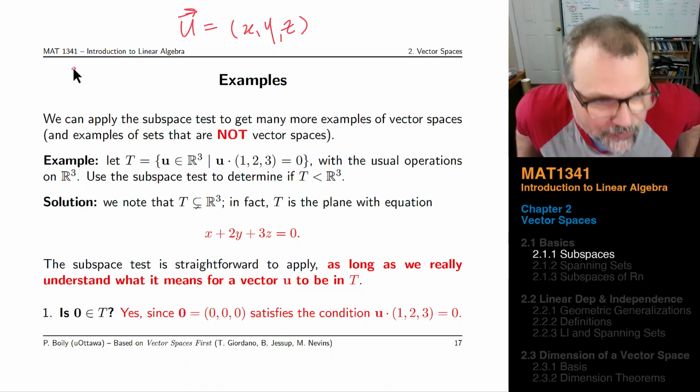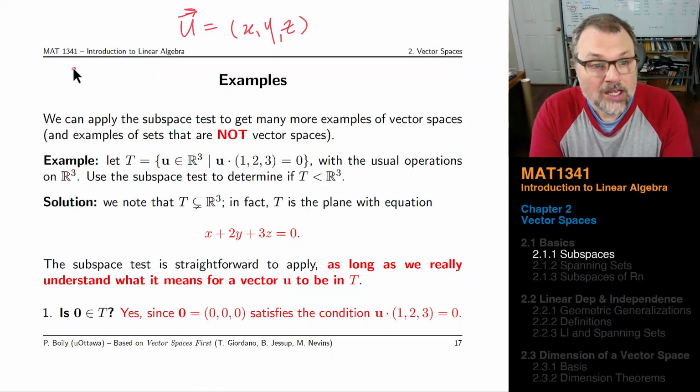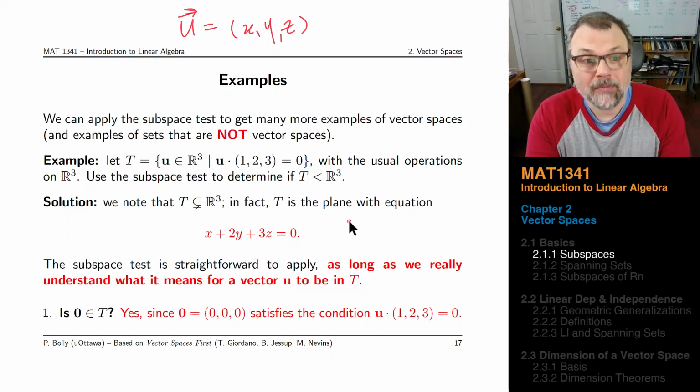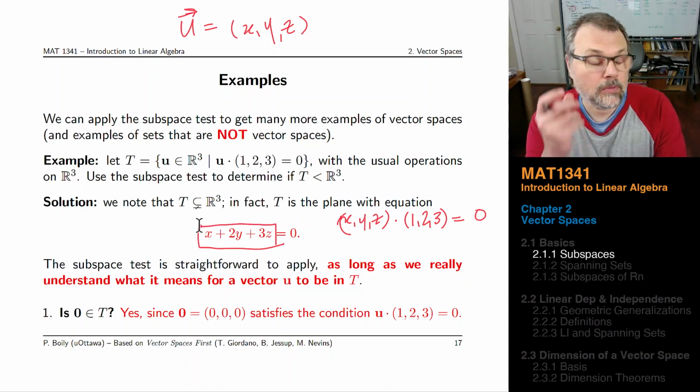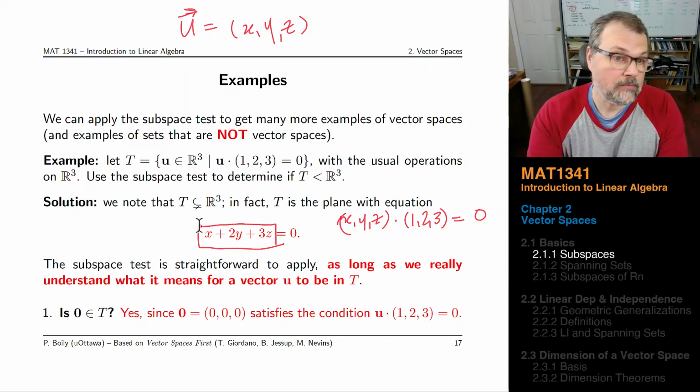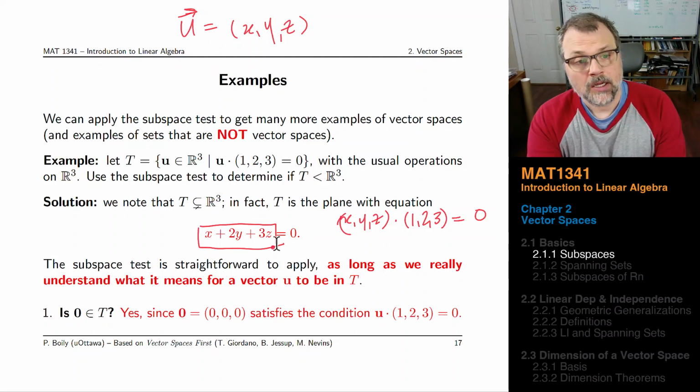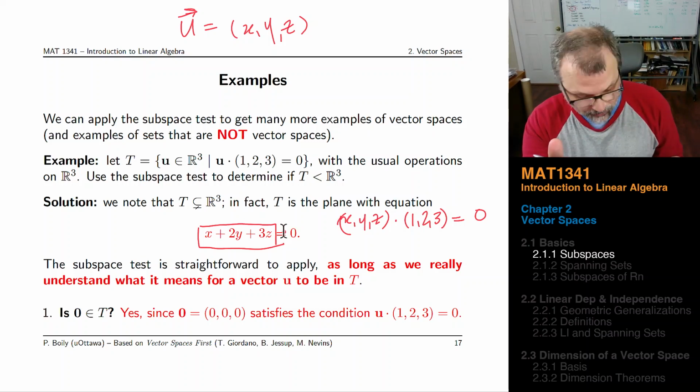If we wanted to know specifically what it looks like, we can just work with the membership condition. u is the vector (x, y, z). (1, 2, 3) gets repeated as (1, 2, 3), and you do the actual dot product that's supposed to equal 0. The dot product of (x, y, z) with (1, 2, 3) is this expression right here. So T is in fact a plane in R3. It's the plane x + 2y + 3z = 0.